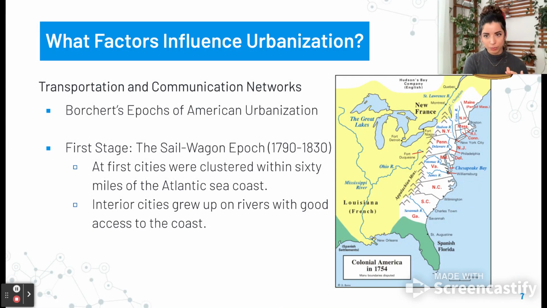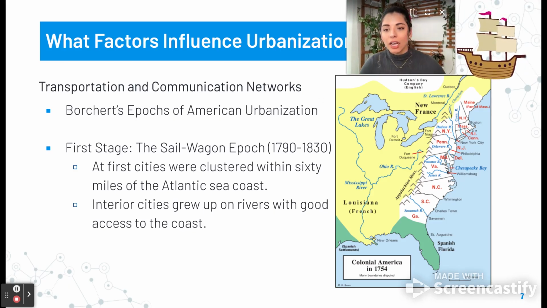So we're just going to briefly touch through, feel free to pause on Borchert's epochs of American urbanization. So keep in mind, this class is very American centric. So here we have the first stage, and I'm going to move myself over a little bit right here. This is the sail wagon epoch, so from about 1790 to 1830, and this was dominated by boats and by wagons. So notice that the first cities were just clustered along the coast and just inland because of that technology.